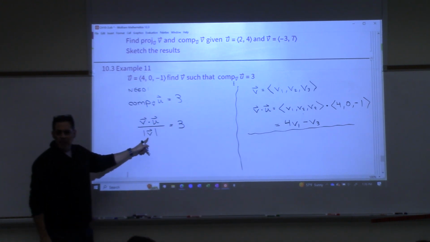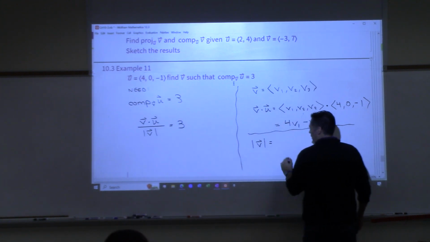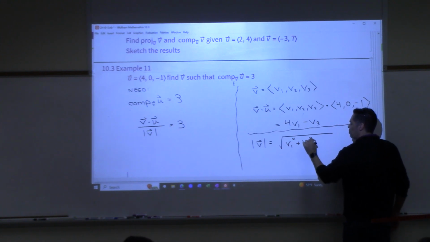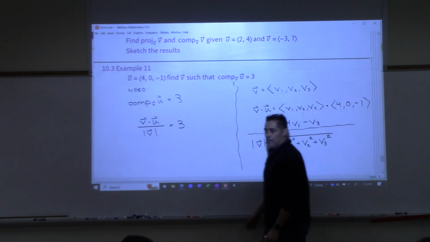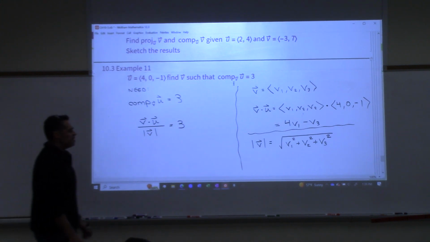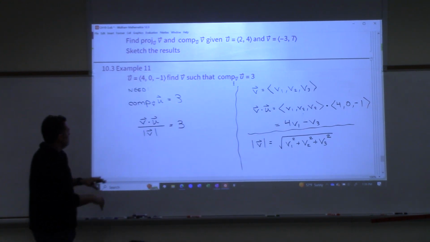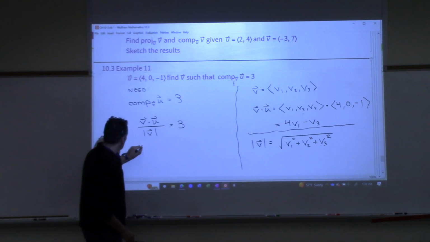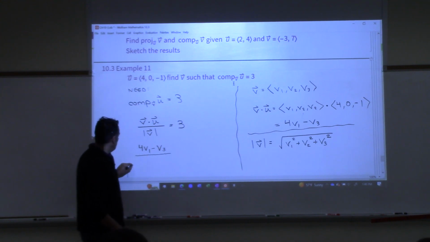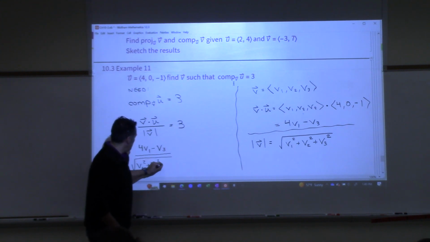Now, I need the magnitude of v. I don't know what the magnitude of v is, I just know it in terms of a formula. It's the square root of whatever the first component is squared, plus whatever the second component is squared, plus whatever the third component is squared. That's the magnitude of v. So all this is me setting up the things I know, and now I'm going to come back over here and start plugging things in. So v dot u was 4v1 minus v3, over the magnitude of v, which was the square root of v1 squared plus v2 squared plus v3 squared.